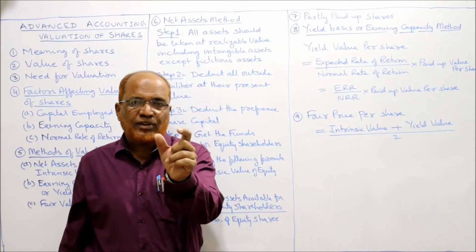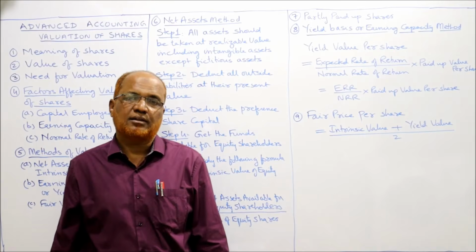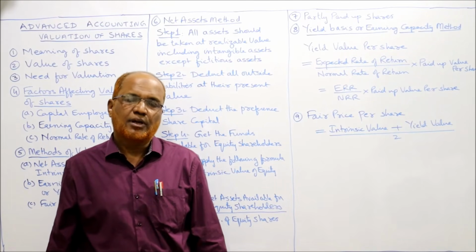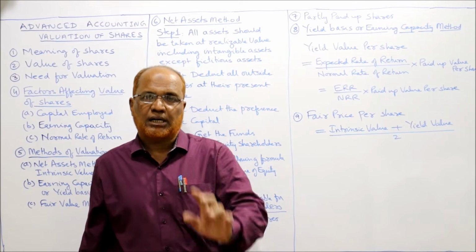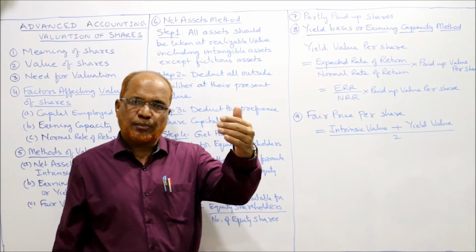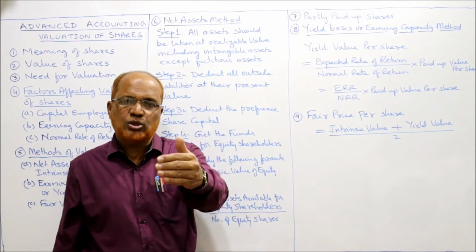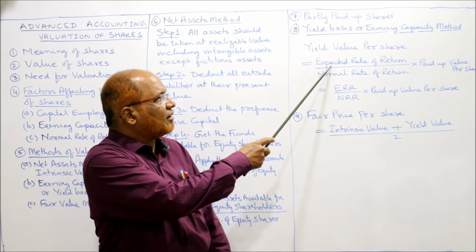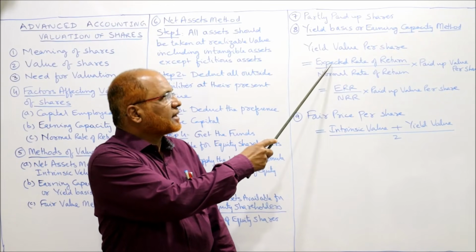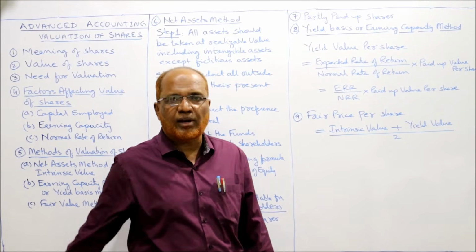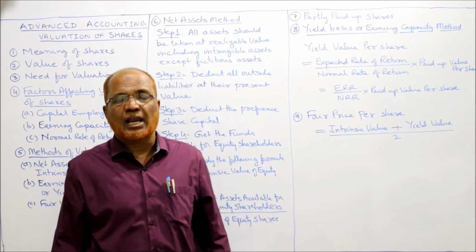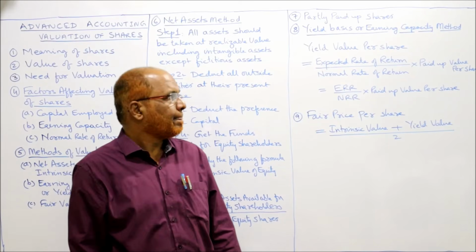Now we will divide the expected profit by the equity share capital. So expected profit divided by equity share capital into 100. What we get is the expected rate of return. Once the expected rate of return has come, we can easily apply this formula to get the yield value. This is also one of the methods of calculating the value of share, called yield value.